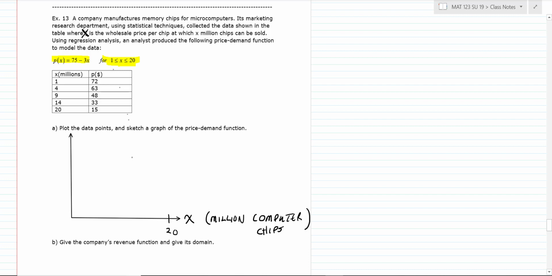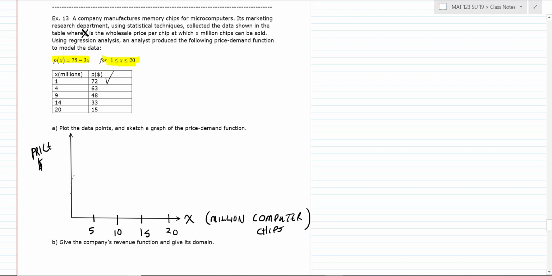I'm going to go ahead and start at 0, and we'll just maybe scale this by 5, kind of like that, and then you can estimate the rest like that. And then this is going to be the price in dollars, okay? Now, if you look at your data, the highest data is 72, the lowest is 15.